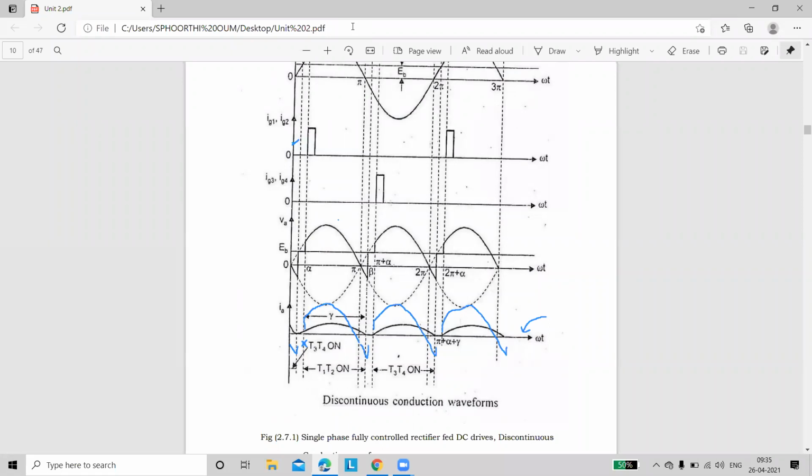Very good. Is there any other way? All of you, please think it once. How many ways are there to get the continuous waveforms? You can change the firing angle, madam. Changing means increasing or decreasing?